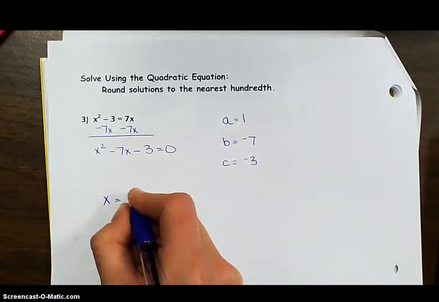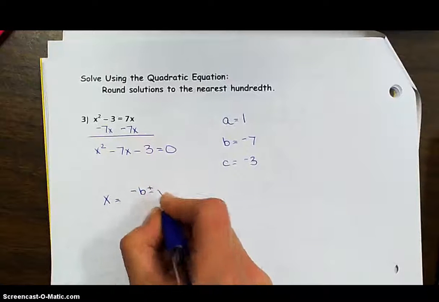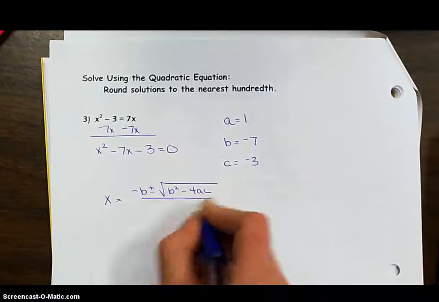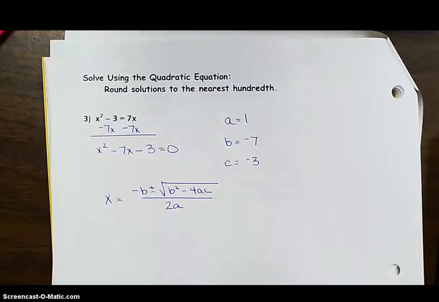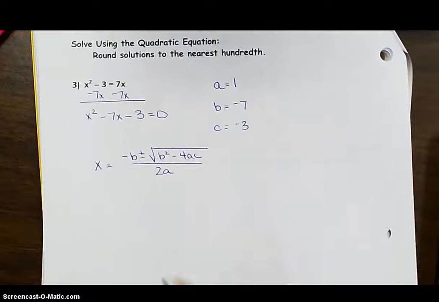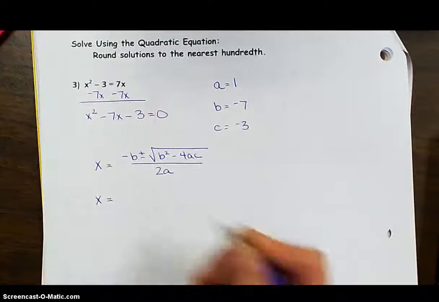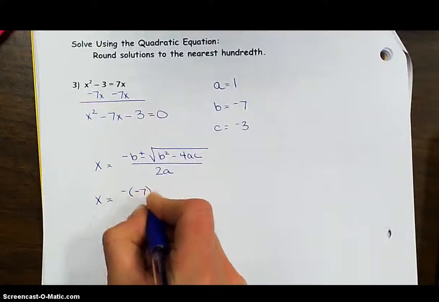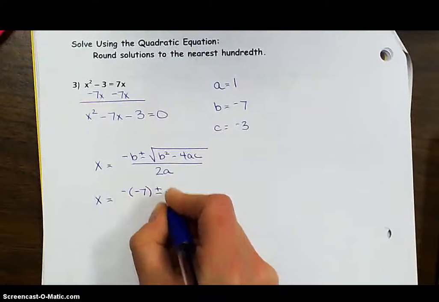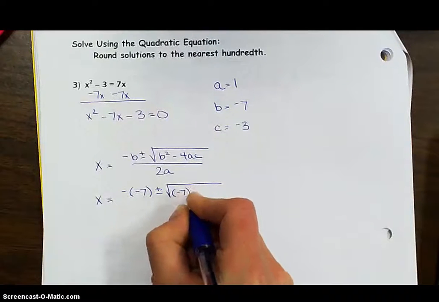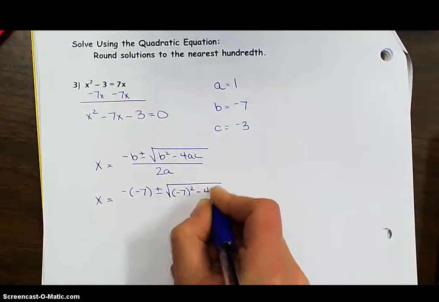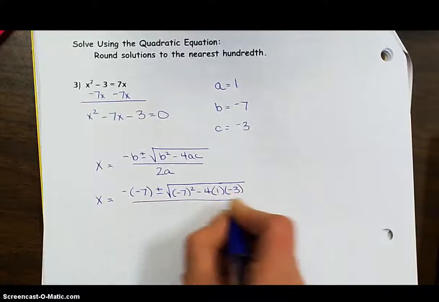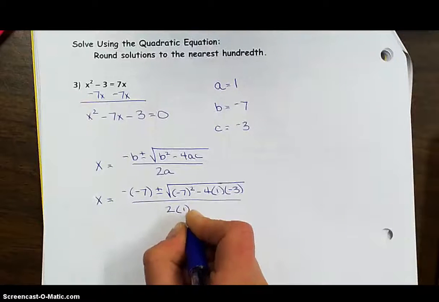So x equals negative b plus or minus the square root of b squared minus 4ac all over 2a. And now all we have to do is plug in the values. So we're going to substitute them in. So a negative 7 plus or minus the square root, negative 7 squared minus 4 times 1 times negative 3, all over 2 times 1.